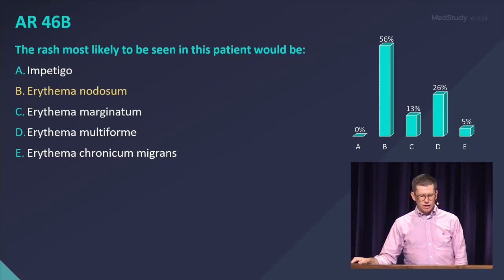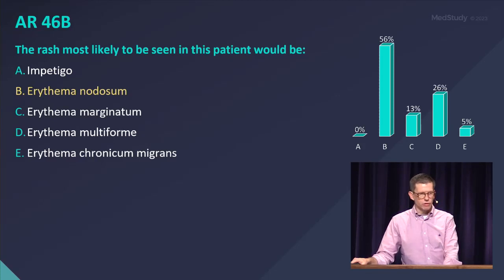That's fantastic. So impetigo, you're not going to really have an association with anything other than a superficial skin infection due to group A strep or Staph aureus. Erythema marginatum, we see with what? Rheumatic fever, right? That's the rheumatic. Erythema multiforme is usually seen with mycoplasma. You can see it with HSV or group A strep as well. And then erythema chronicum migrans is seen in what?